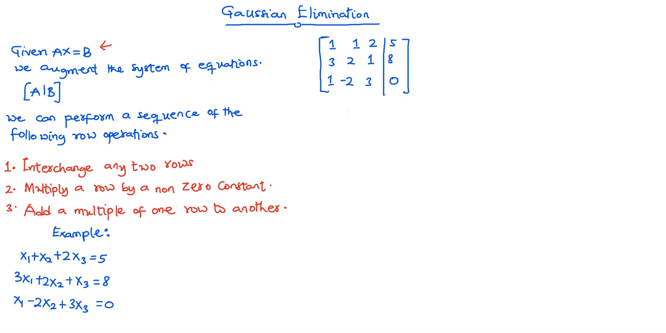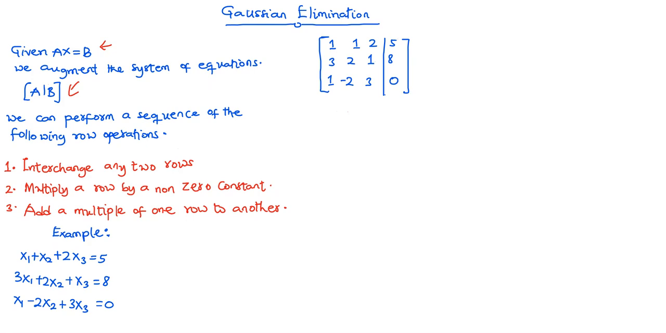So, if you have a matrix of the form Ax equals b, we can augment this matrix into this form, and then after augmenting it, we perform a sequence of row operations: one, interchange any two rows; two, multiply a row by a non-zero constant; and the third one, add a multiple of one row to another. Okay, so I have an example here.